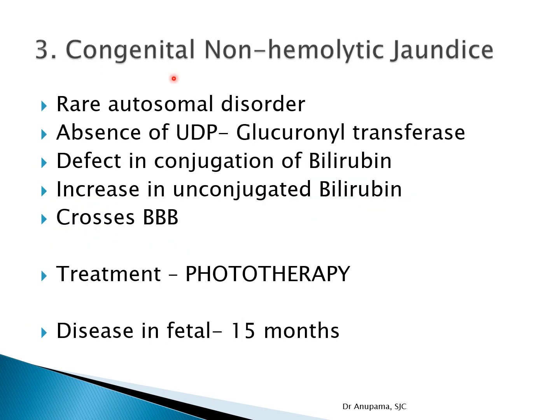Third one is congenital non-hemolytic jaundice. This is a rare autosomal disorder, and it is because of the absence of UDP glucuronyl transferase. That means the conjugation of bilirubin will not be taking place, and therefore the unconjugated bilirubin will be there, which can cross the blood-brain barrier. And once again, as in the previous case, wherein the baby is exposed to sunlight, here also the treatment is phototherapy. Now the disease can be fatal within 15 months. It can lead to death.